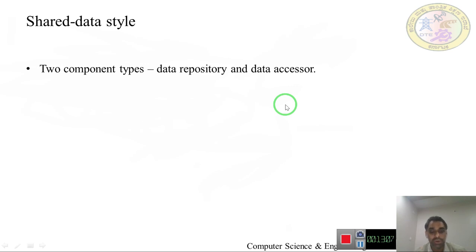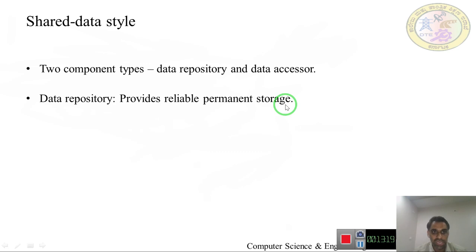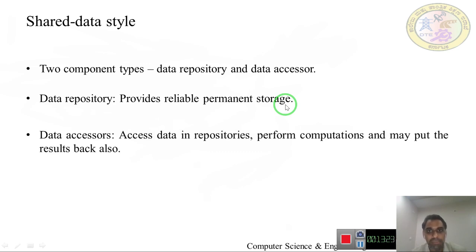The reason would be to add the data, to delete the data, or to do some modification in the data. Fine. Then what would be the proposed architectural style? In this case, it would be shared data style. So data repository, it provides reliable permanent storage. Similarly, data accessor, it accesses data in repositories, performs computations and may put the result back.